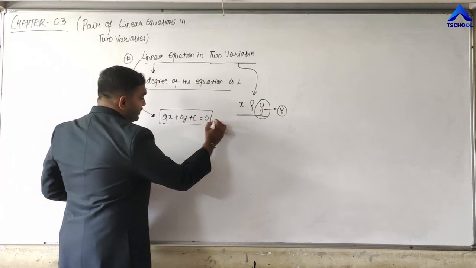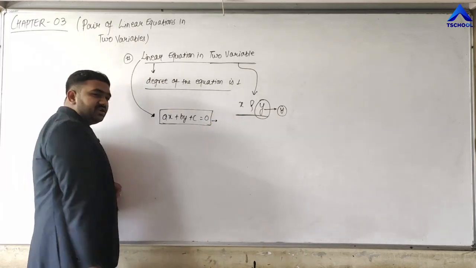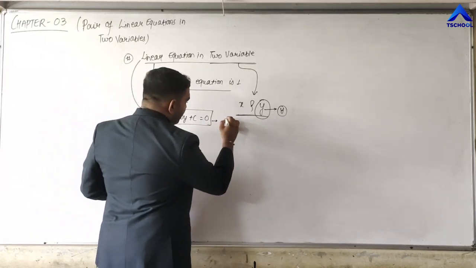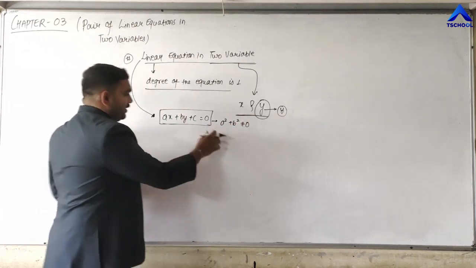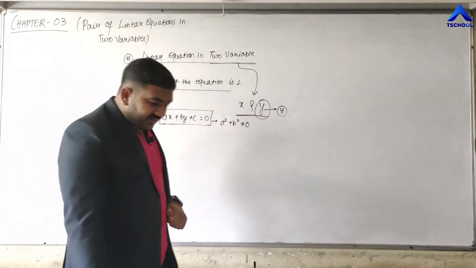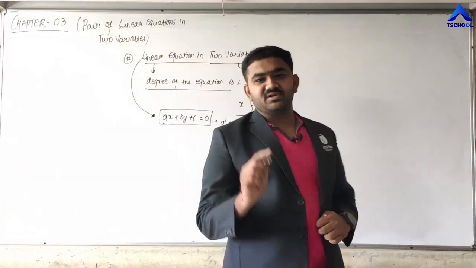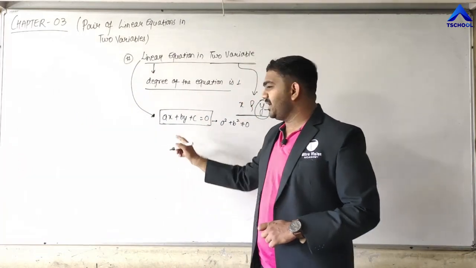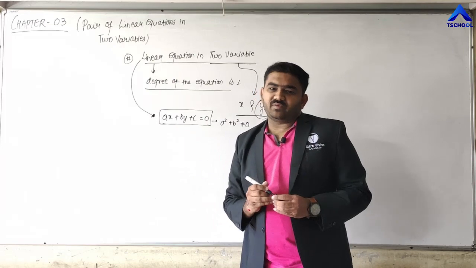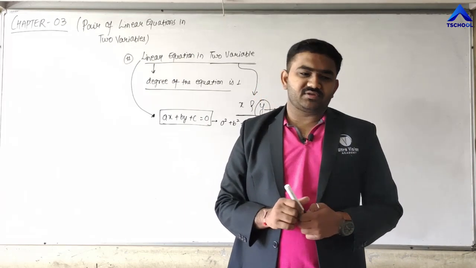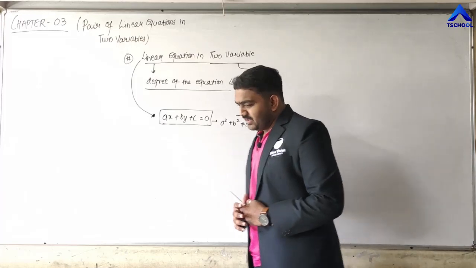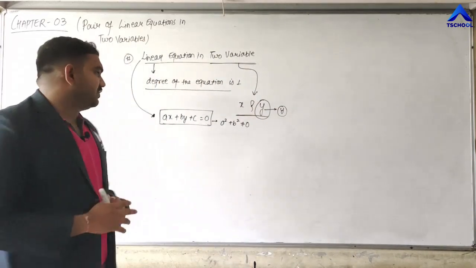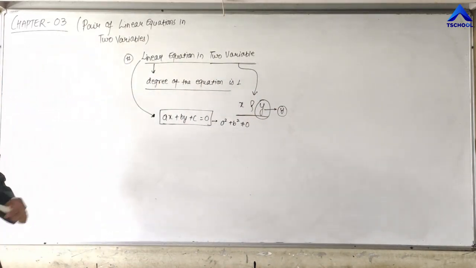But the condition here is a square plus b square is not equal to 0. Note that the coefficients of x and y here are a and b. The sum of the squares of them is not equal to 0. That is the main condition you need to remember. They will not both be 0, right? So that is the general form of a linear equation in two variables.